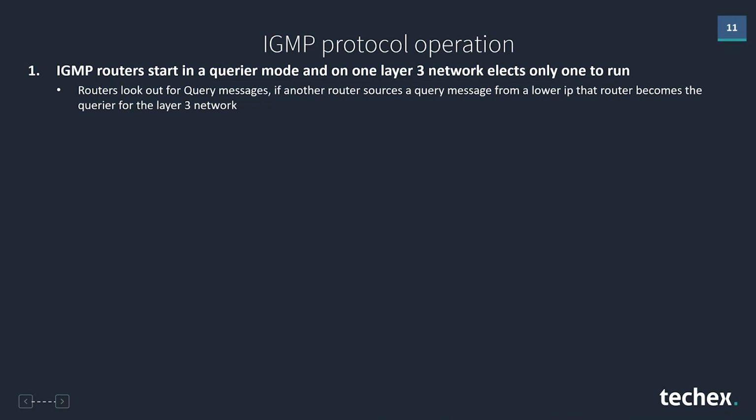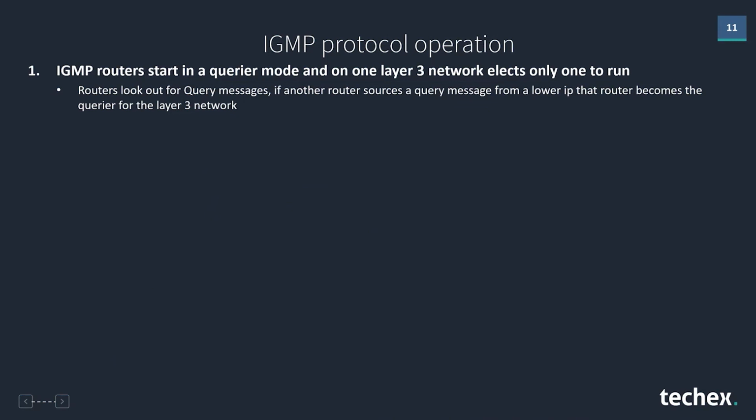When an IGMP router starts up, it starts in query mode. On one layer 3 network, you can only have one IGMP querier. So if there is more than one IGMP-enabled router, there is an election of sorts. Routers look out for the query messages, and if another router sources a query with a lower IP, the lower IP router becomes the querier for the network. It isn't based on router ID. It isn't based on anything else.